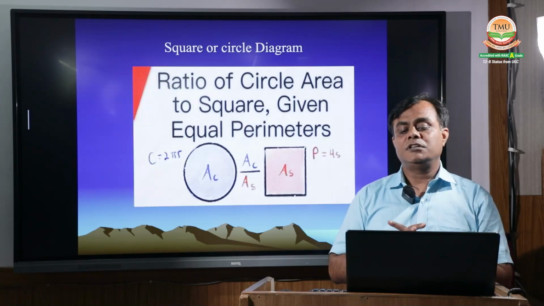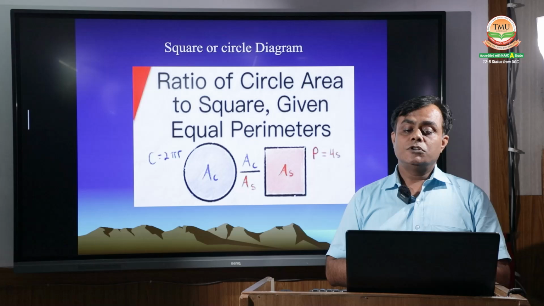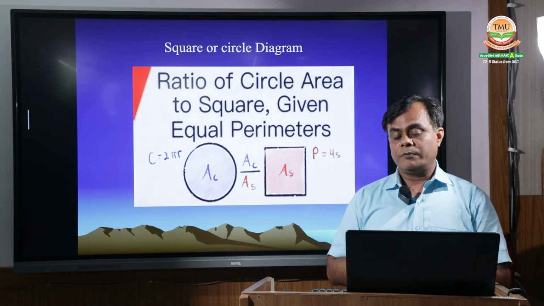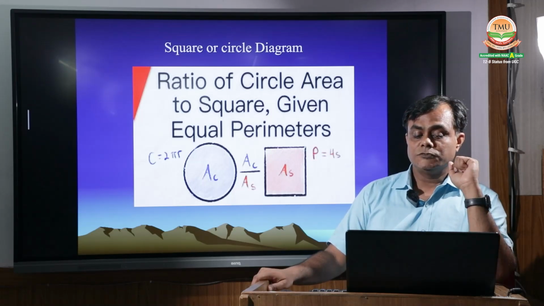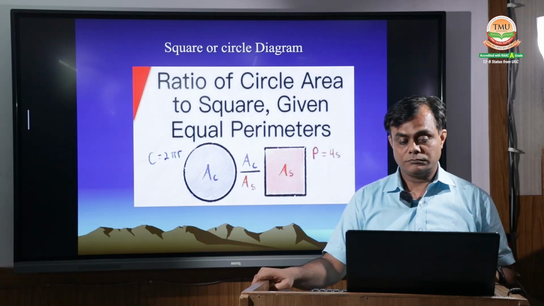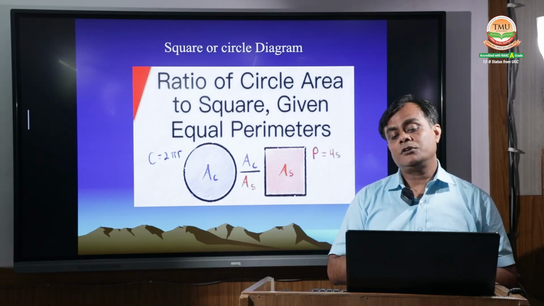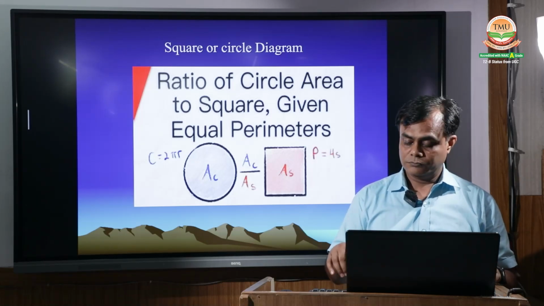Here in this picture there is an example of a square and circle diagram. So the ratio of the circle area to the square area is given with equal parameters. So AC is the circle, and AS is the square. So you can put your information in a square format or a circle format diagram.